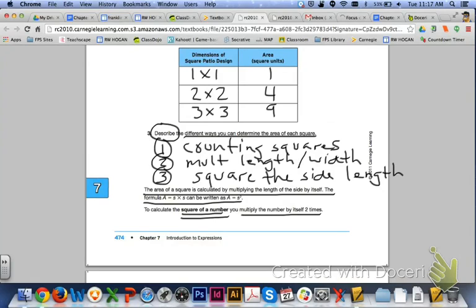Down at the bottom of page 474, it states that the area of a square is calculated by multiplying the length of the side by itself. The formula A equals S times S can also be written as A equals S squared. To calculate the square of a number, you multiply the number by itself 2 times.